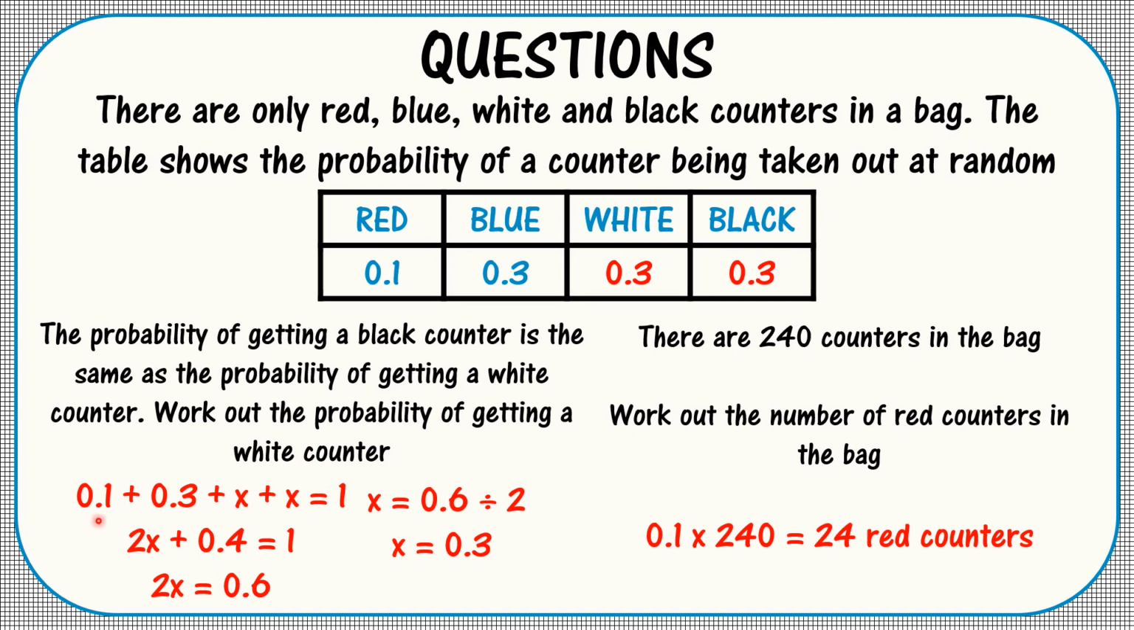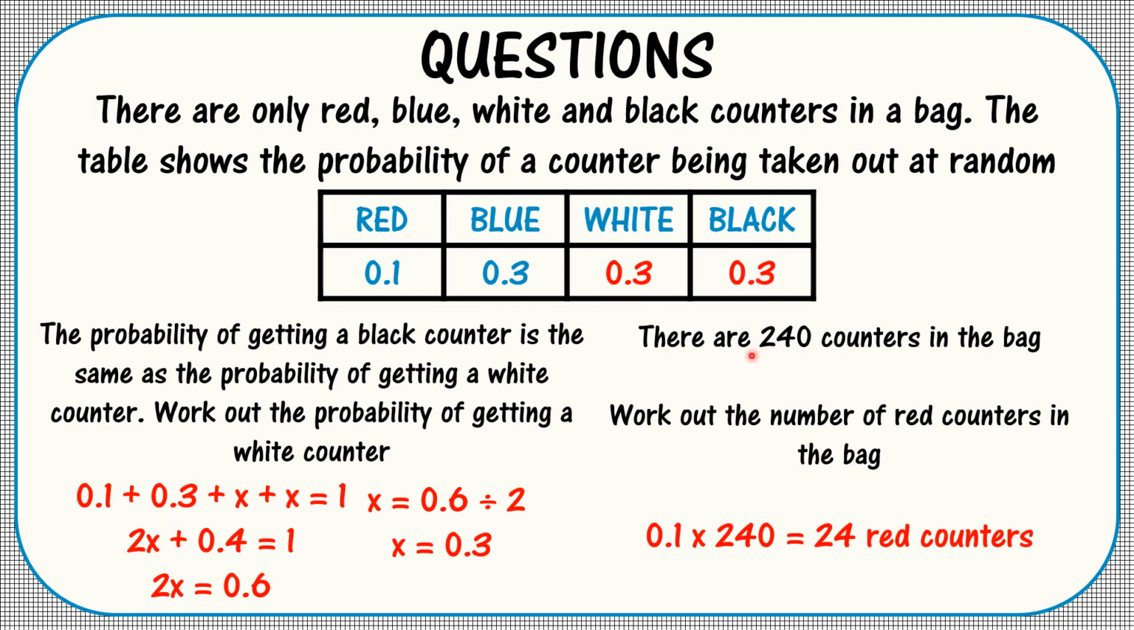Therefore, we can say that 0.1 plus 0.3 plus x, which was this value for white, plus this other x, which is the value of black, would have equaled 1. Once you tidy this up, you would get 2x plus 0.4 is equal to 1. You take this 0.4 to the other side, so it's 1 minus 0.4, which equals 0.6. So 2x is equal to 0.6. You divide this by 2, so x is equal to 0.6 divided by 2, therefore x is equal to 0.3. So the probability of getting a white counter is 0.3. Again, you can check your answers. 0.1 plus 0.3 is equal to 0.4, 0.4 plus 0.3 is equal to 0.7, and 0.7 plus 0.3 is equal to 1.